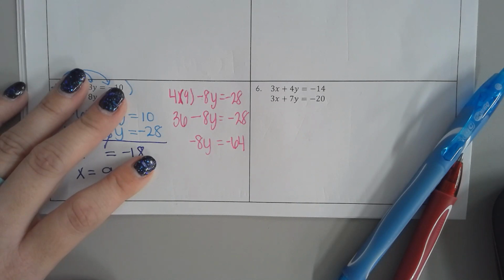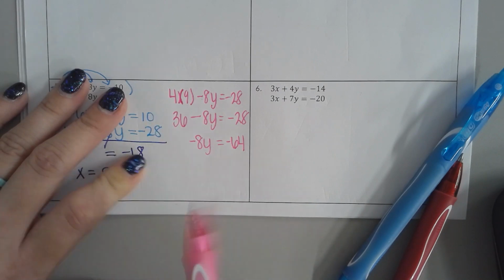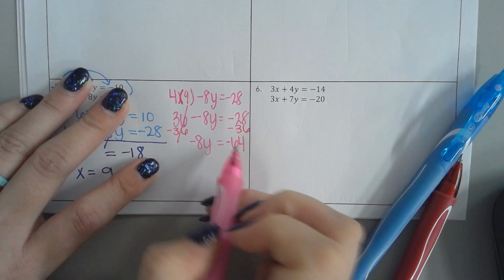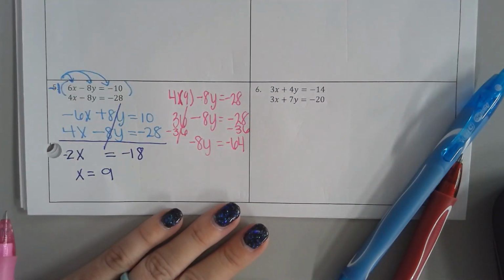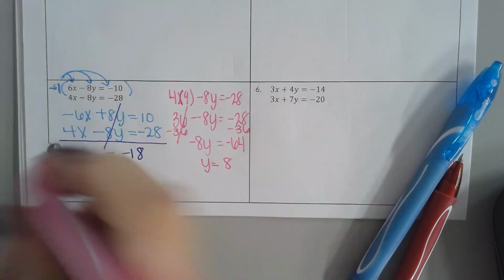Okay. -28. Well, it's positive here, but then we subtract it from both sides. Yeah. So -28 minus 36 is -64. I might have said it backwards. And so y equals what? 8.